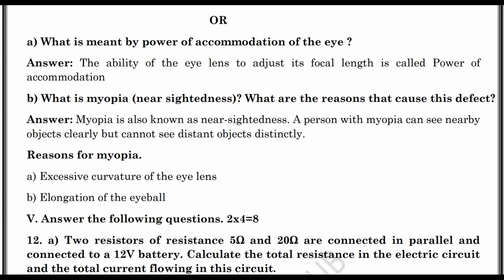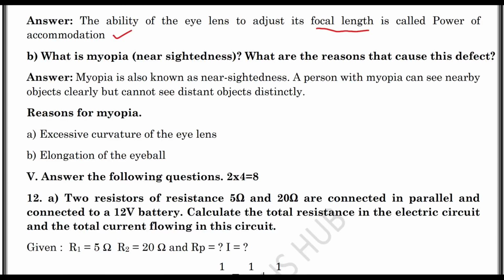Next, what is power of accommodation of the eye? The ability of the eye lens to adjust its focal length. The ability of our eye to adjust its focal length to see near and far objects is called power of accommodation.